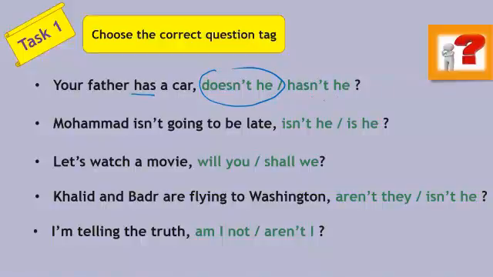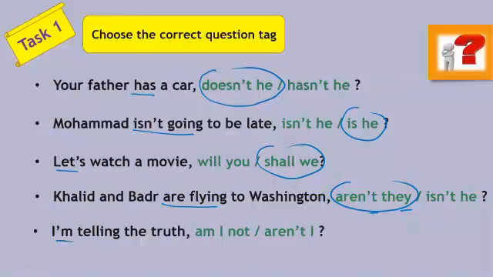Let's look at number 2. Muhammad isn't going to be late, is he? Isn't going, negative, positive here. Number 3, let's watch a movie, shall we? Let's. Number 4, Khalid and Badr are flying to Washington, aren't they? They are flying. Khalid and Badr. They. Positive. It's negative here. Last sentence. I'm telling the truth, aren't I? I am. Remember, we said we need to use aren't I.